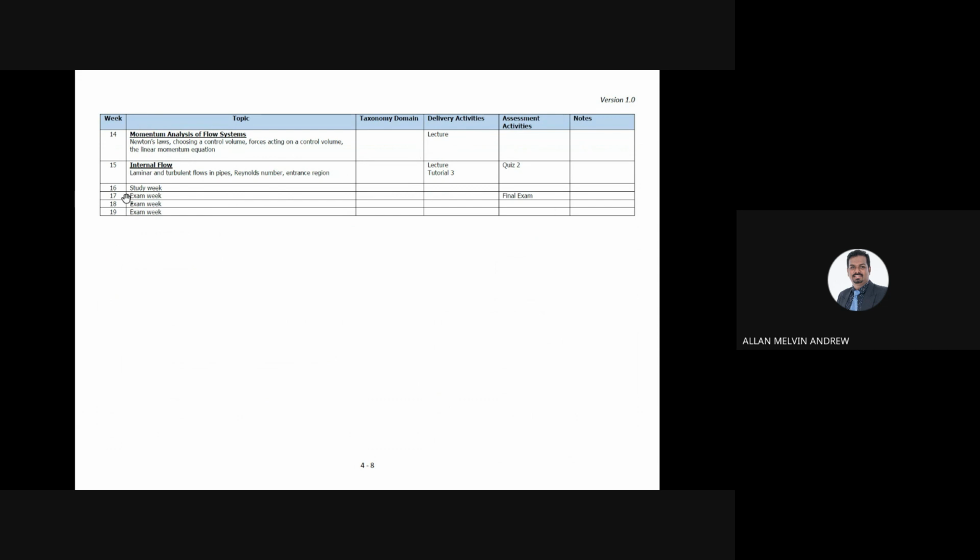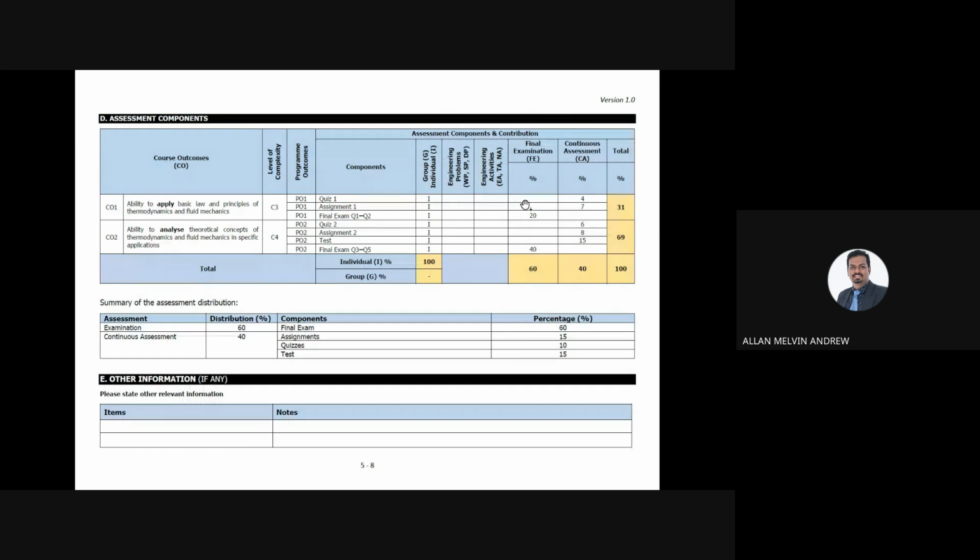After week 16, the revision week, we will have a final exam. The final exam usually will be 3 hours, covering 4 to 5 questions. All these assessments will be individual, so no sharing and no group.